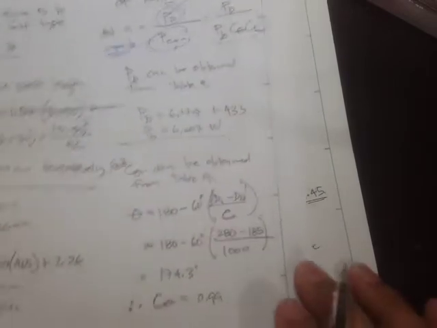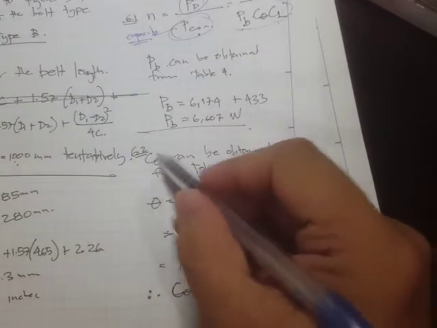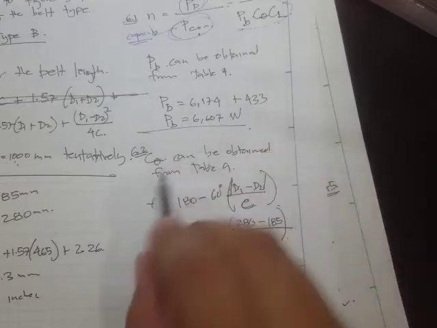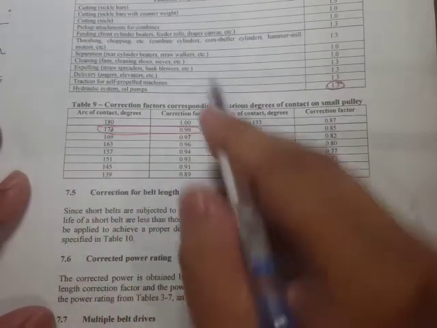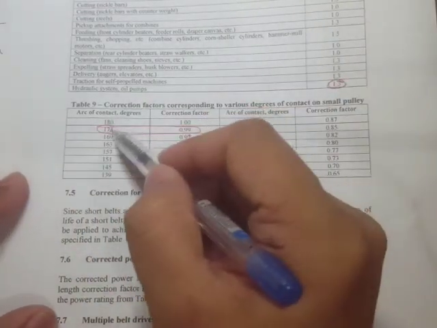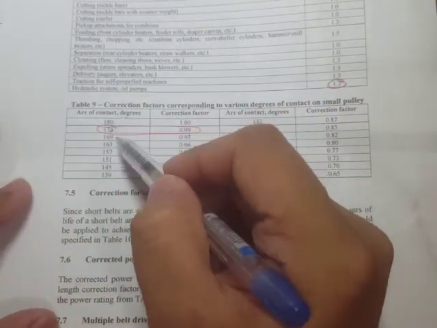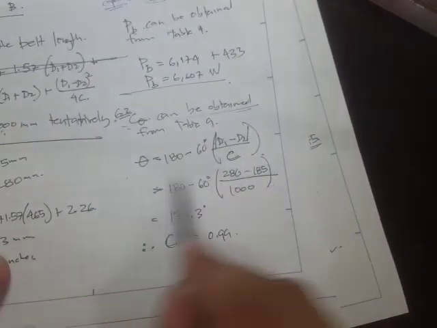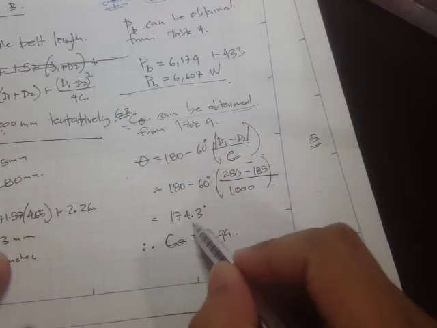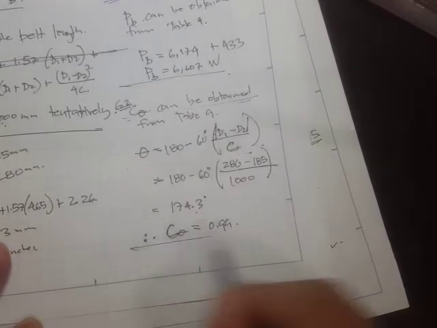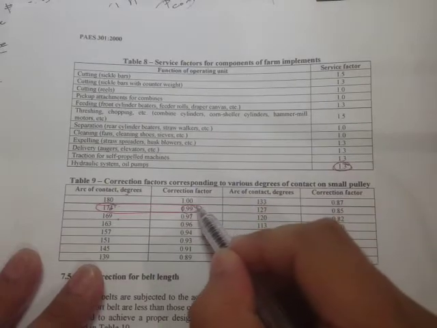Okay, and this arc of contact correction factors, this is obtained using table 9. And of course we need this value right here, the arc of contact in degrees, which is computed using these equations. So we computed this, and this is 174.3, and here's our correction factor.